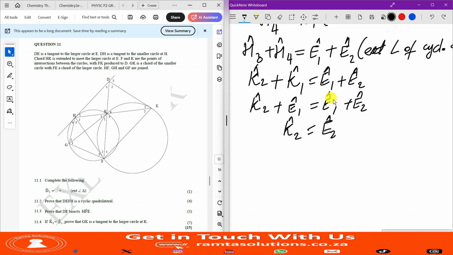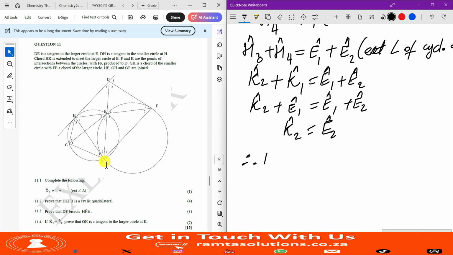Can you see that? E1 will cancel with E1. Therefore, look at this. Where is K2? Here is K2. And where is E2? Here is E2. This looks like the application of the tan chord theorem. But be careful, it is not yet the tan chord theorem. It is the converse.